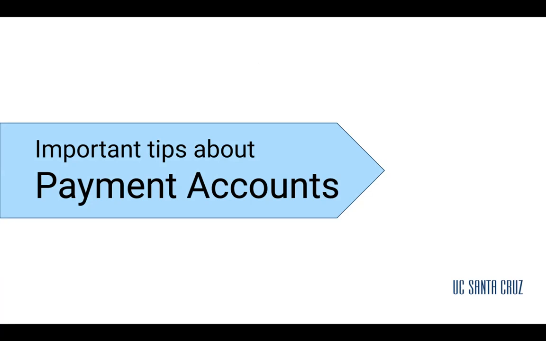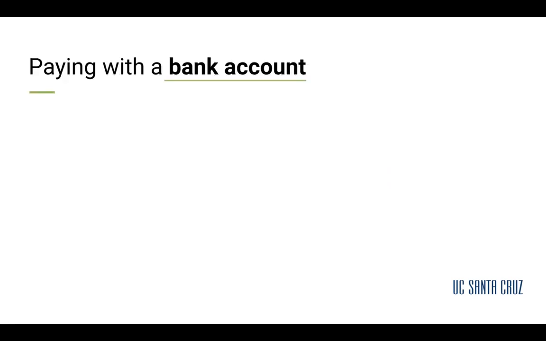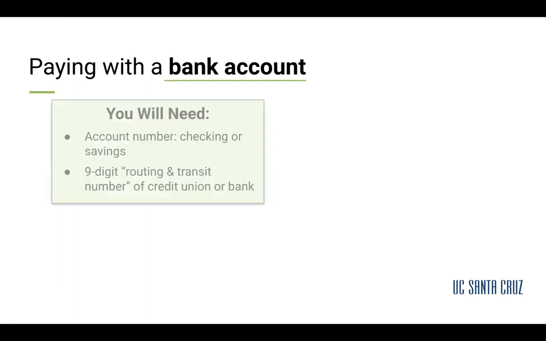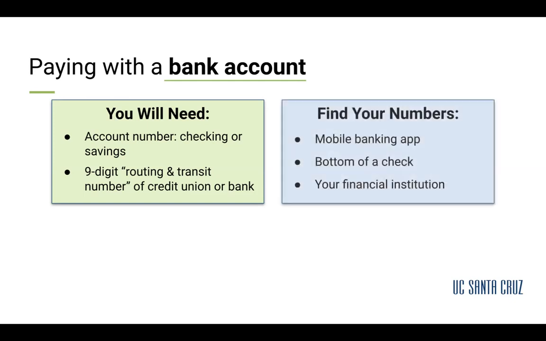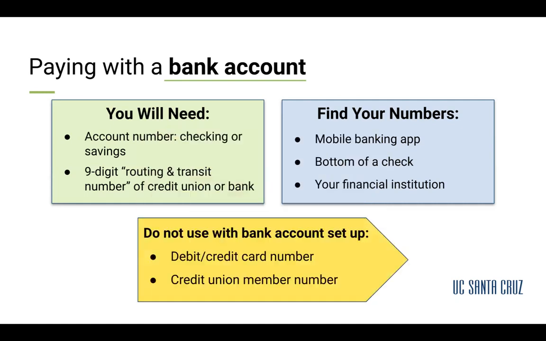Here's some important information to consider when choosing a payment option for UCSC bills. Before setting up a bank account as your payment account, you'll need the account number of a checking or savings account and the 9-digit routing and transit number of your credit union or bank. To find these numbers ahead of time, log onto your mobile banking app, get the numbers from the bottom of one of your checks, or call your financial institution to get the numbers over the phone. Do not use numbers from a debit or credit card or a credit union member number when setting up payments from a bank account.